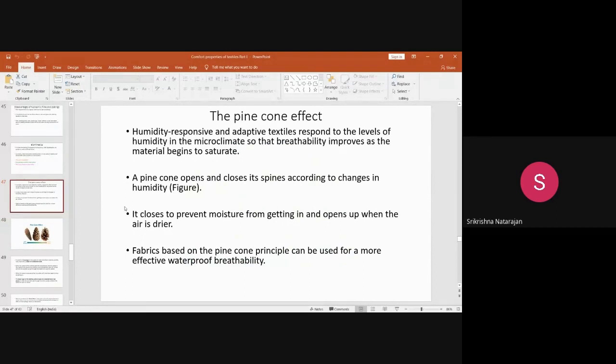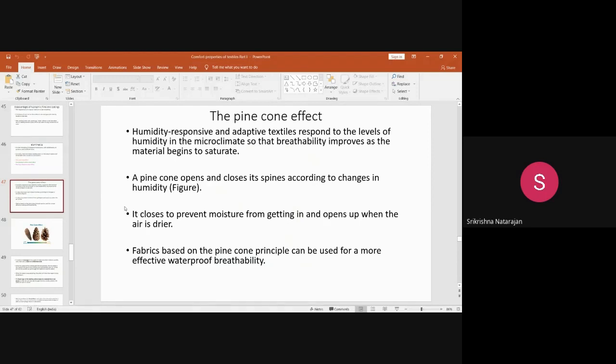during the summer season, when the temperature is very high, we will perspire more. The body automatically releases the heat to remain cool and dry. But during the winter season, the body wants to retain the heat, because at that time heat loss is not desirable. Heat retention is desirable. Similarly, the pine cone simulates that kind of effect.